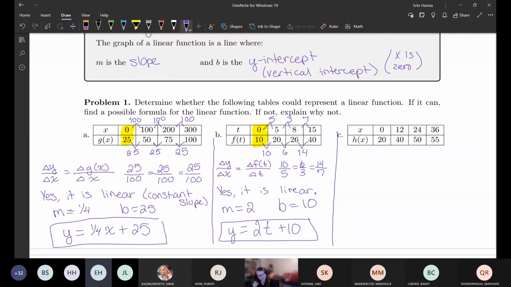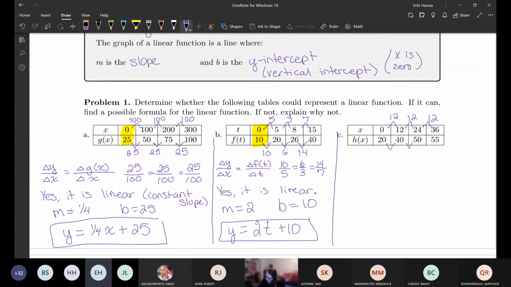Anyway, last one in this question. So let's see what our x's are doing. It increases by 12, increases by 12, increases by 12. So it looks like it's off to a good start.